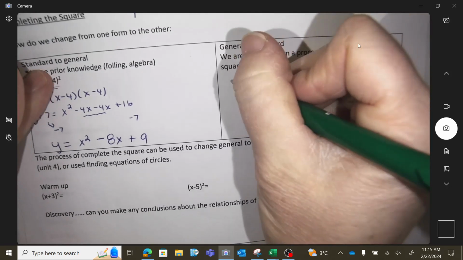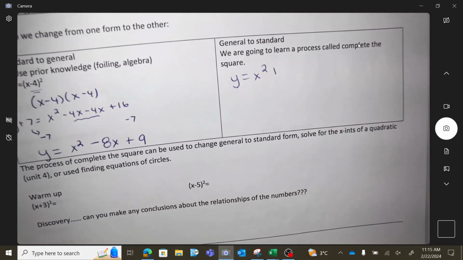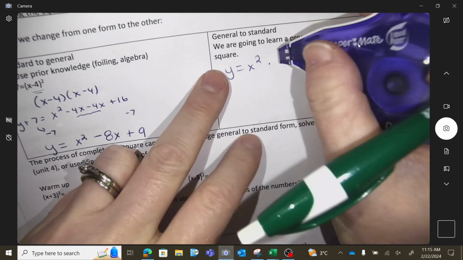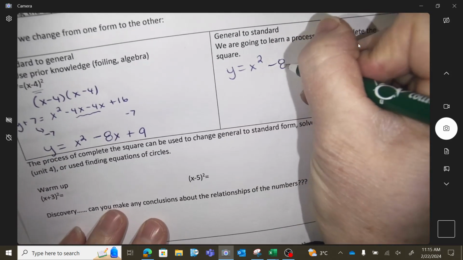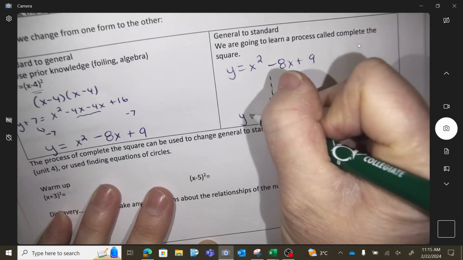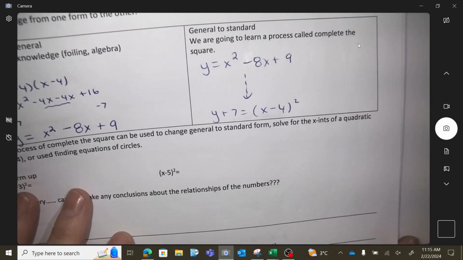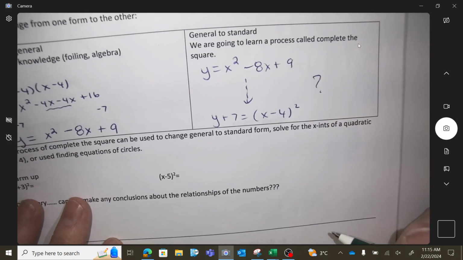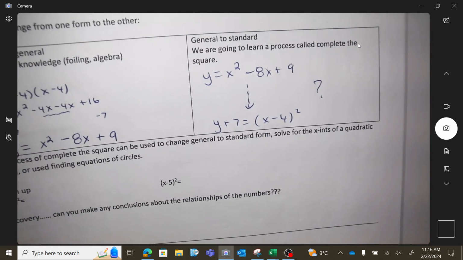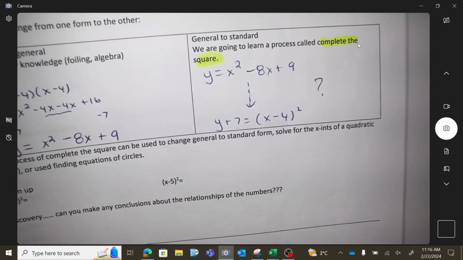Today we're going to learn how we are going to get from here back to here. How can we get back there? We're going to learn that today. It's a little bit more complicated, and the name of the process is called complete the square. That's what it's going to be called.